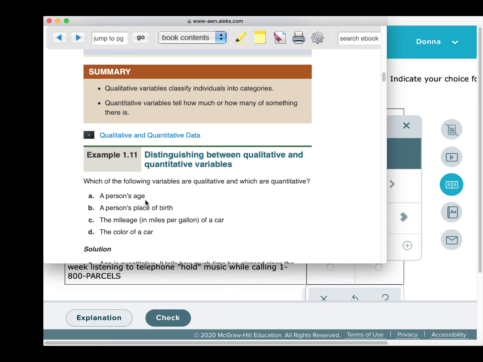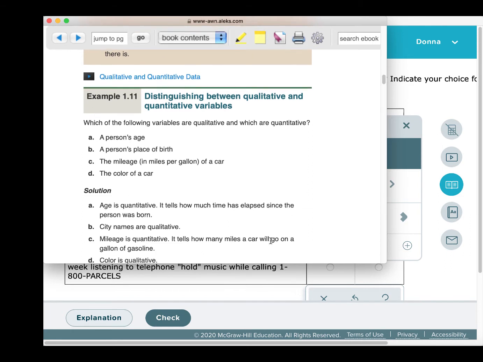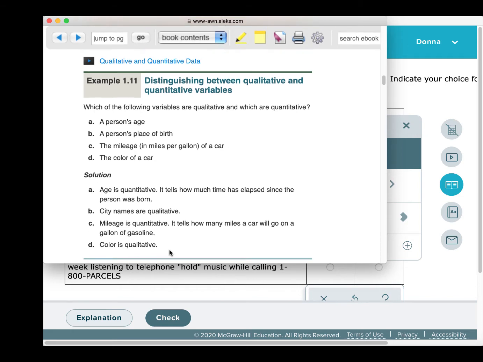So we're going to take a look here at a person's age. And a person's age is quantitative. A person's place of birth, like I was born in Oakland, California, so that would be qualitative. The mileage in miles per gallon of a car, so that's measuring the miles on the car, so that would be quantitative. And the color of a car would be qualitative. So age is quantitative. It tells how much time has elapsed since the person was born. City names are qualitative. Mileage is quantitative and color is qualitative.